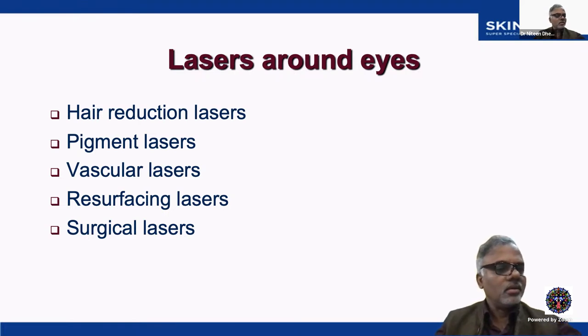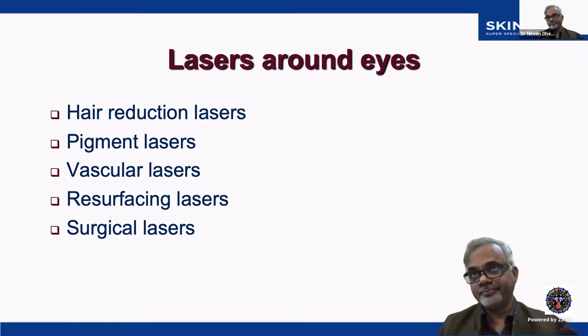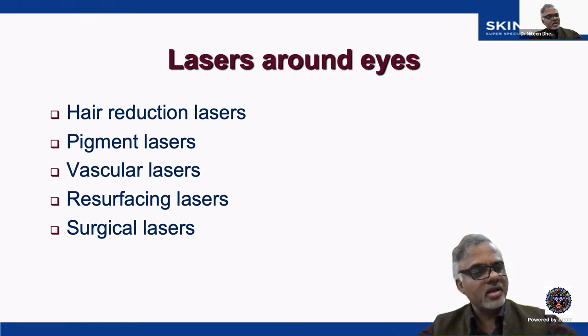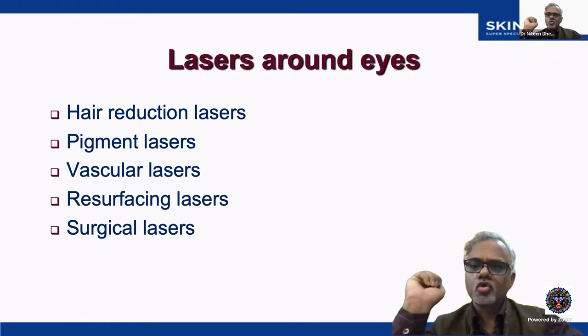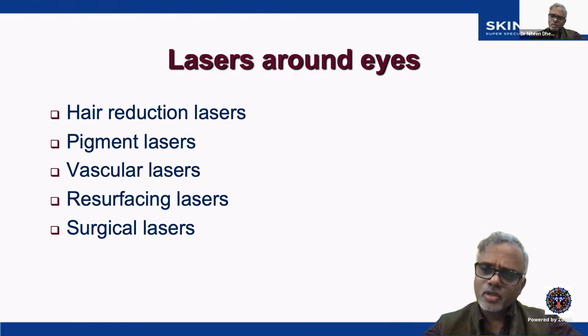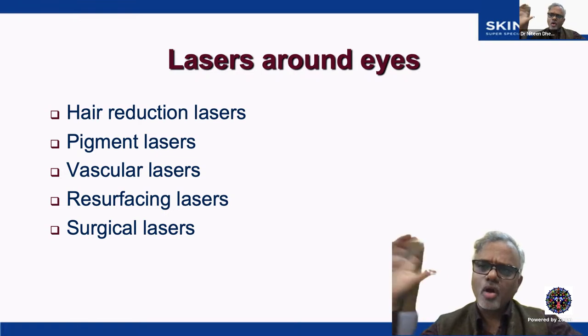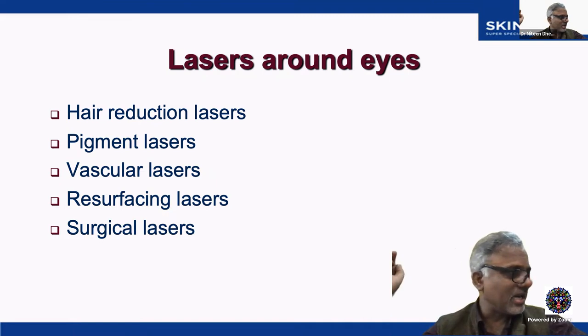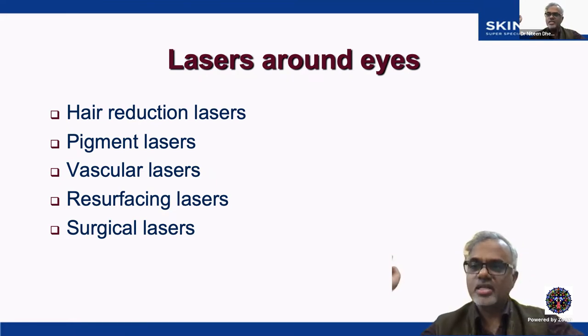In lasers, basically, because lasers are selective, the target is a very specific target. So you have to choose a target and then design a laser. I want to kill a hair follicle, I will have a hair reduction laser. I want to remove a pigment, I have a pigment laser. I want to block a capillary, that's a vascular laser. I want to remove one layer of skin like the slicing of the cornea, that's a resurfacing laser. And a surgical laser, we want to cut it or coagulate it.